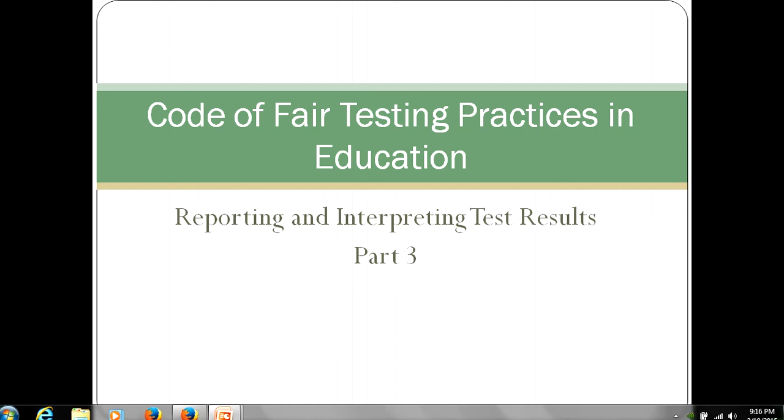Hi everyone. Today we're looking at Code of Fair Testing Practices in Education, Part 3, Reporting and Interpreting Test Results.